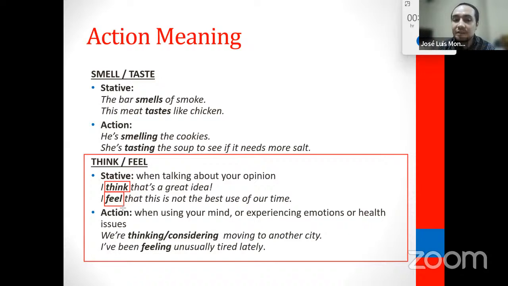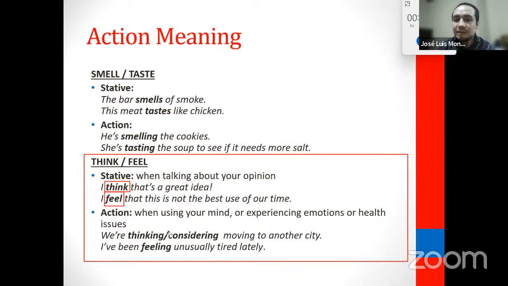And if you say, I feel that this is not the best use of our time, or if you say, I believe that this is not the best use of our time, again, then feel is a non-action verb, right? It's your opinion, it's what you feel, what you think, what you believe. It's something that is not an action, right? It's a state, it's part of what you are.